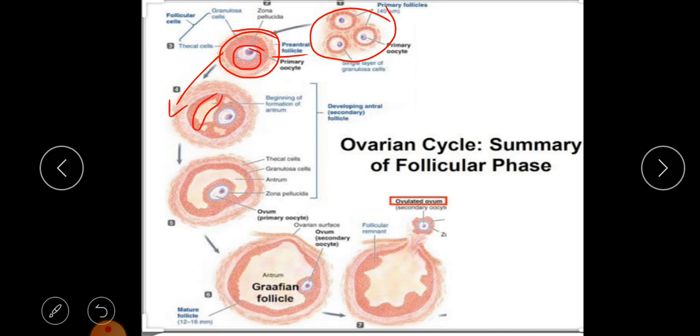So this antrum space is filled with liquor folliculi fluid, which is a follicular fluid which fills the antrum space. Okay, it is a very initial space. In this stage we will not see the complete, large cavity space, it's a very small cavity space that we will see in this stage.